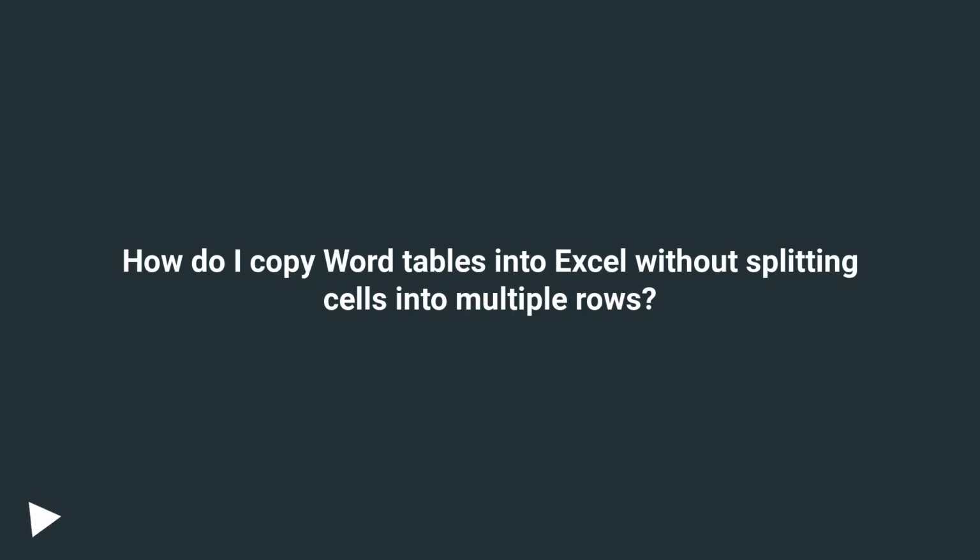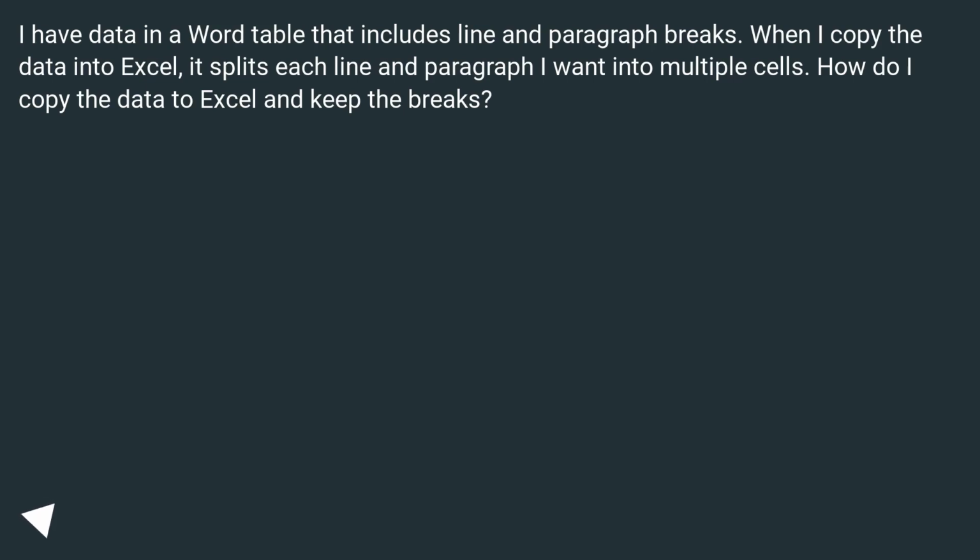How do I copy Word tables into Excel without splitting cells into multiple rows? I have data in a Word table that includes line and paragraph breaks. When I copy the data into Excel, it splits each line and paragraph I want into multiple cells. How do I copy the data to Excel and keep the breaks?